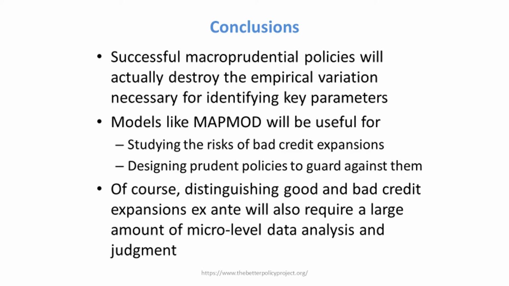Looking forward, our research aims to build on this foundation by transitioning from infinite horizon representative agent models to overlapping generations models that better reflect real-world complexities. These models will incorporate the critical role of housing, providing greater heterogeneity and enabling a more nuanced analysis of endogenous money creation. Additionally, distinguishing between good and bad credit expansions will require detailed micro-level data analysis and expert judgment.